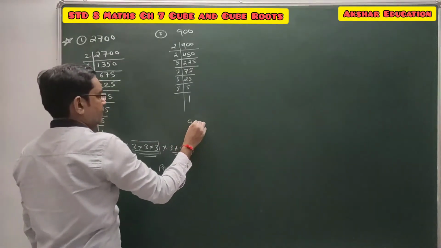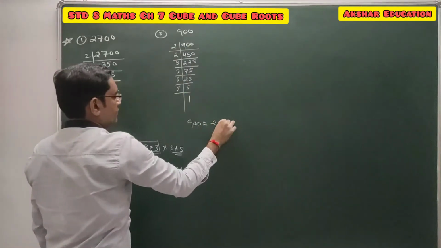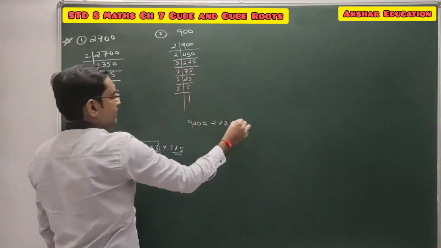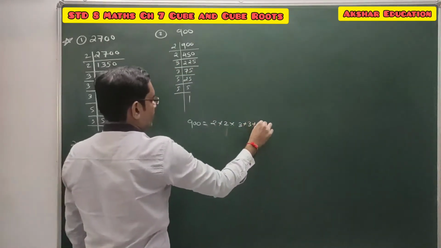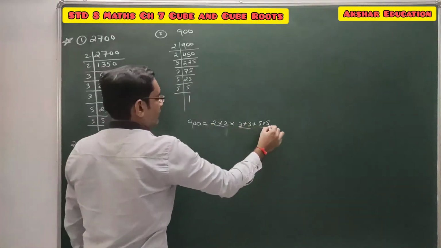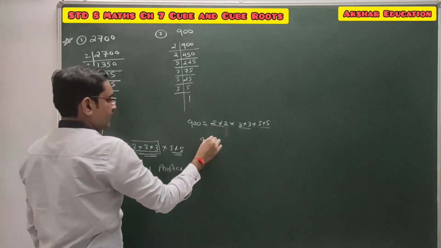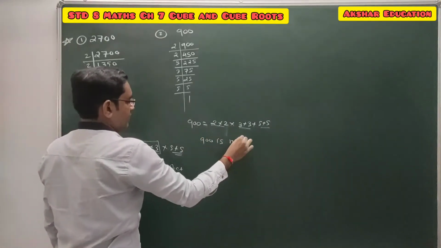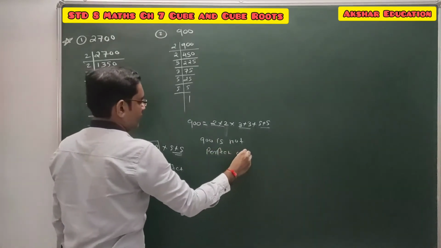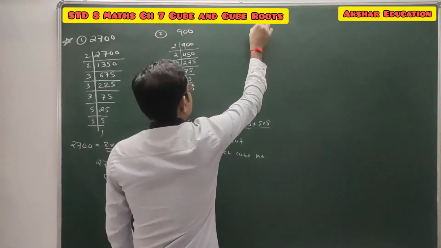So make the list of these factors. 900 factors are 2 into 2, 2 into 2, 3 into 3. All factors are in the group of 2 only. They must be in the group of 3 to be a perfect cube number, and therefore we can say that 900 is not a perfect cube number.